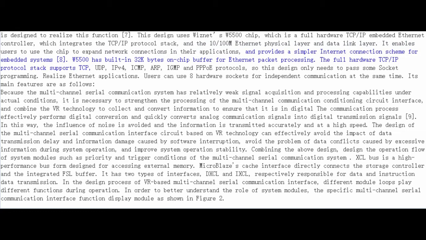W5500 has a built-in 32K bytes on-chip buffer for Ethernet packet processing. The full hardware TCP/IP protocol stack supports TCP, UDP, IPv4, ICMP, ARP, IGMP and PPPoE protocols. So this design only needs to go through some socket programming to realize Ethernet applications. Users can use 8 hardware sockets for independent communication at the same time. Its main features are as follows.